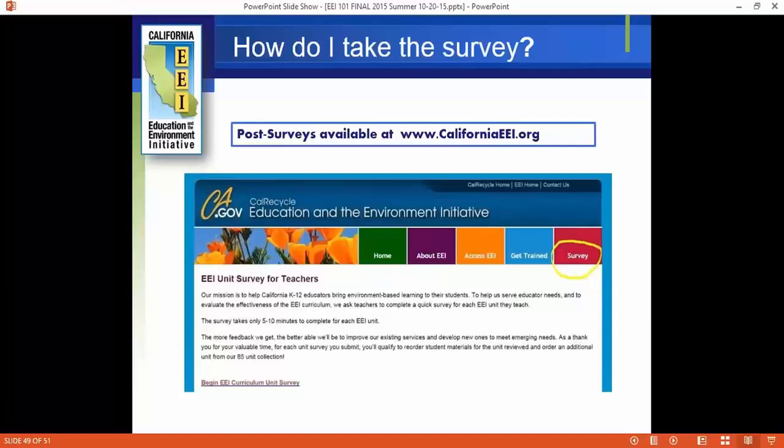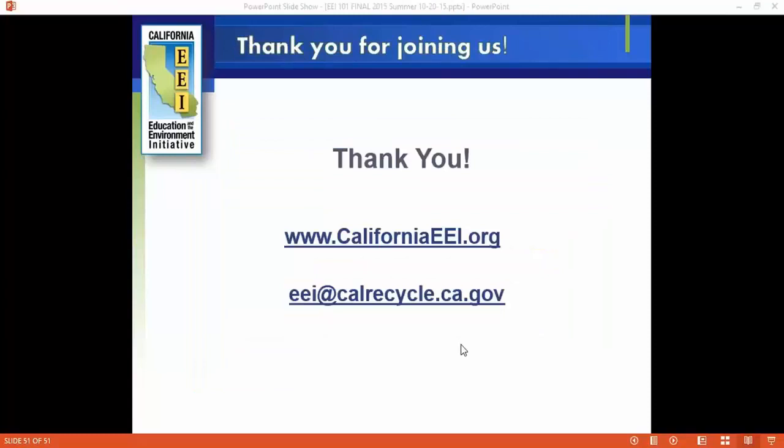And here we've got a screenshot. Again, this is on our californiaeei.org website. There's a red tab in the upper right-hand corner. When you receive the unit, it tells you where to go to take the survey. But if you lose that little piece of paper, you can always go to our website and find the survey as well.